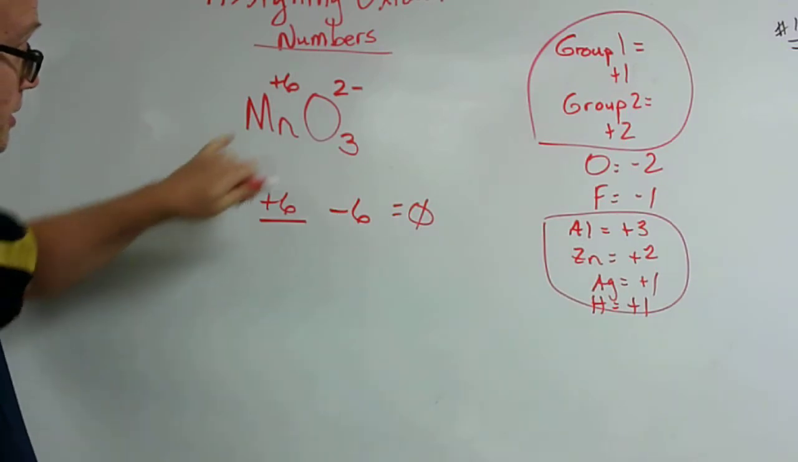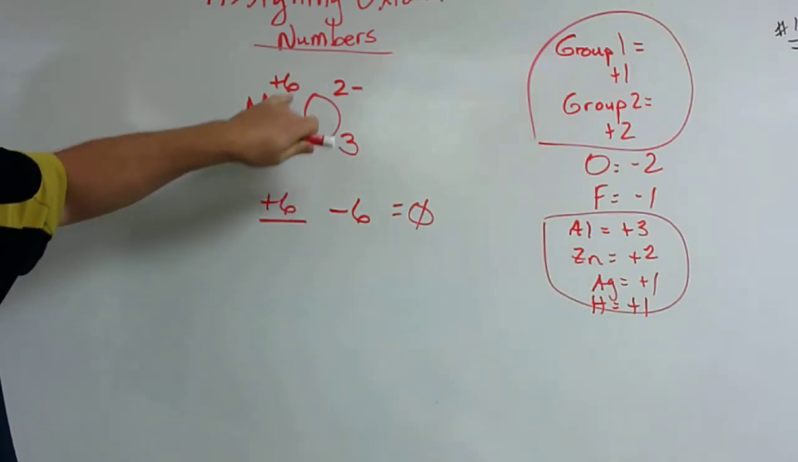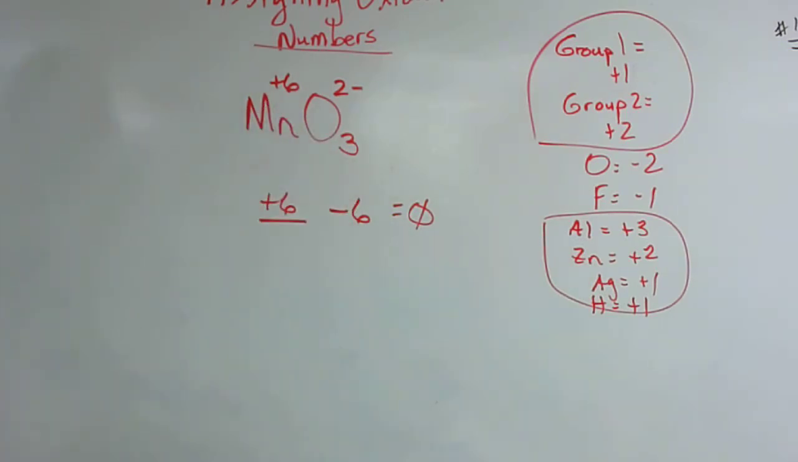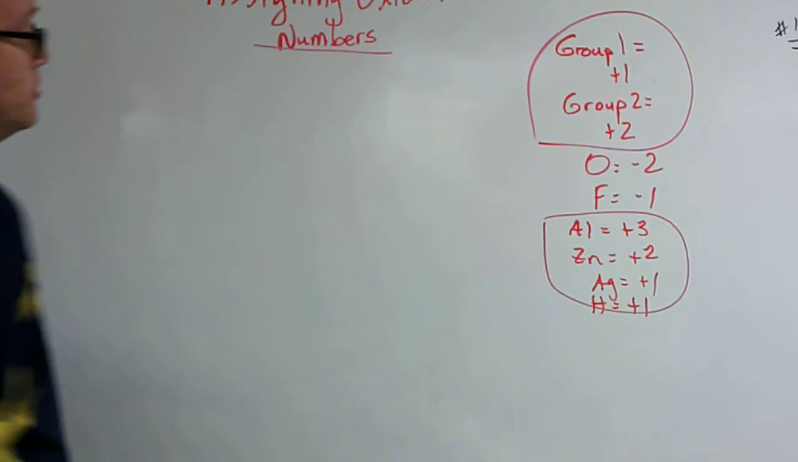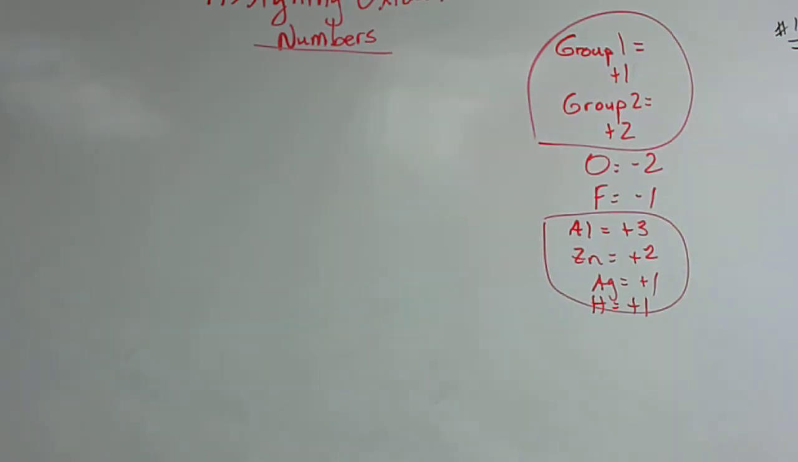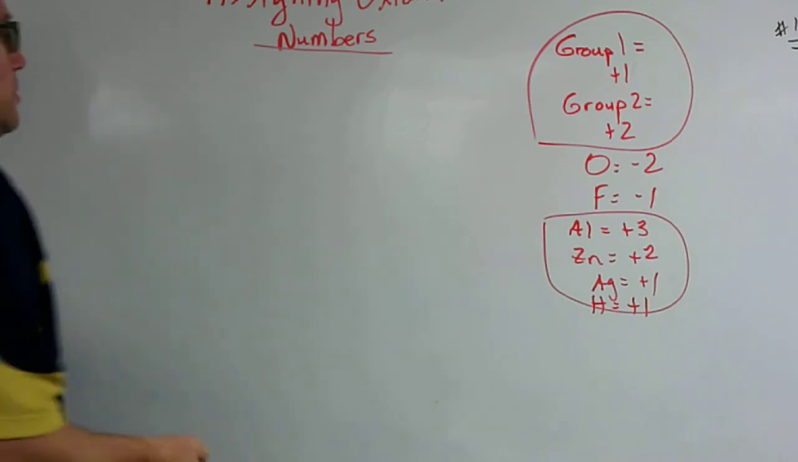So if I was going to name it, it is actually manganese, Roman numeral 6, oxide, even though it looks like this at the bottom. So again, you got to be careful. Make sure you look at the last one. Okay, so we got a couple more we're going to do.